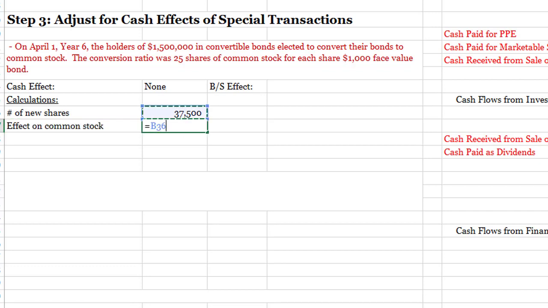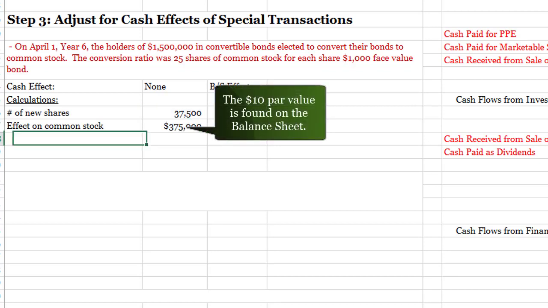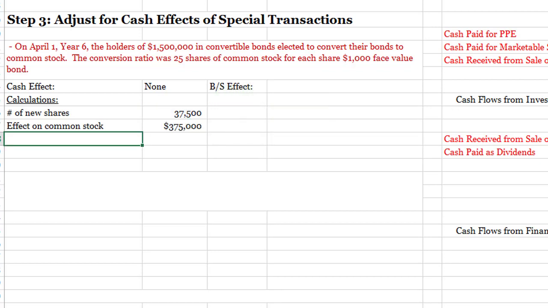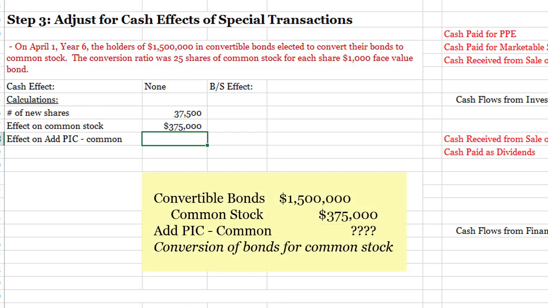And that's going to be the number of shares times that $10 par value. So 375,000 will be our effect on that common stock account. Last, we need to know the effect on additional paid-in capital common stock. And this is a simple calculation. If I'm getting rid of 1.5 worth of convertible bonds, then I debit convertible bonds for 1.5 million. I credit common stock for 375,000, and the balance would go into additional paid-in capital.